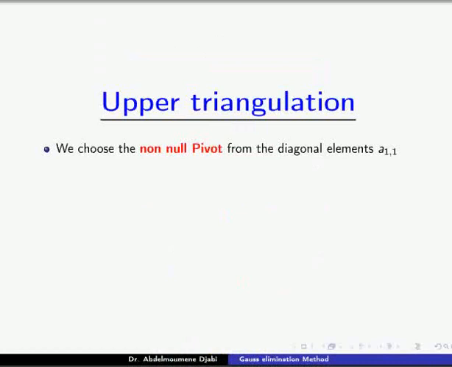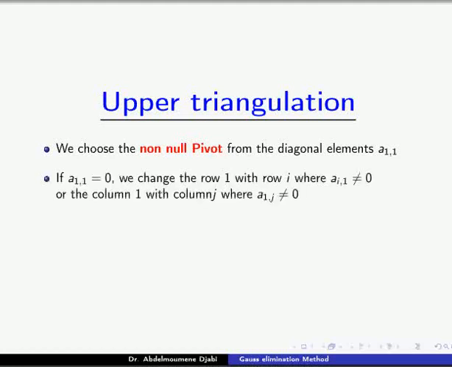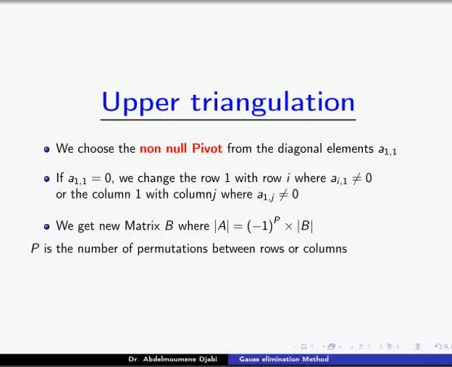For the upper triangulation, we follow the following rules. First, we choose the non-nil pivot from the diagonal elements. Here we choose the first element. If this element equals 0, we change the first row with another row, or the first column with another column. We get new matrix B, where the determinant of A equals (-1)^P times the determinant of B, where P is the number of permutations between rows and columns.